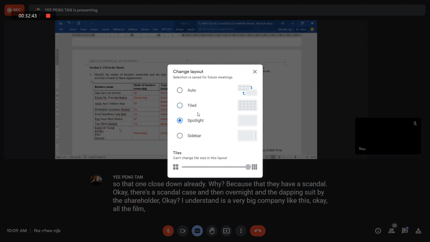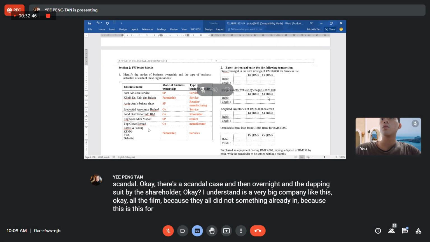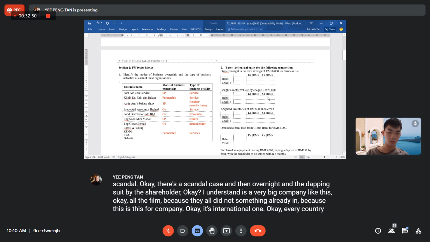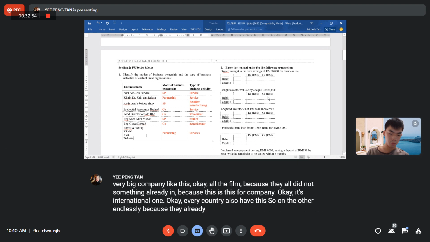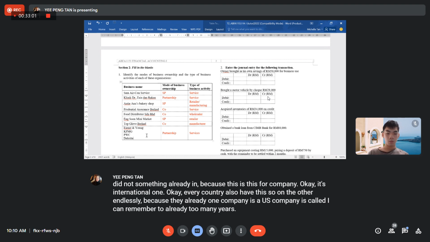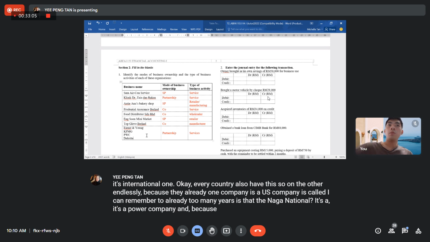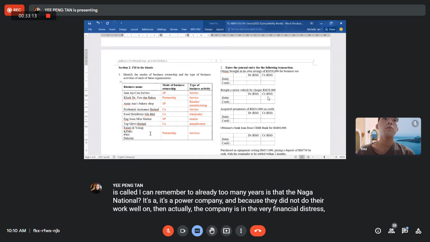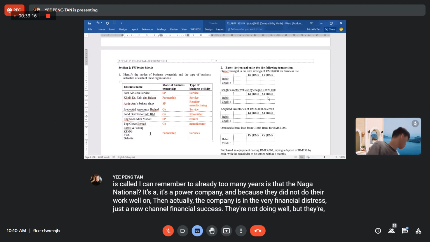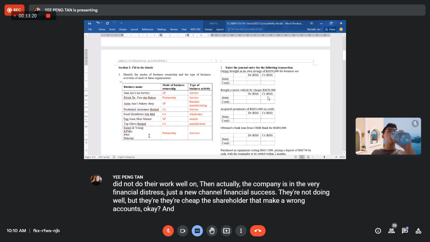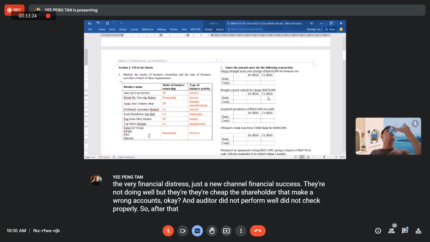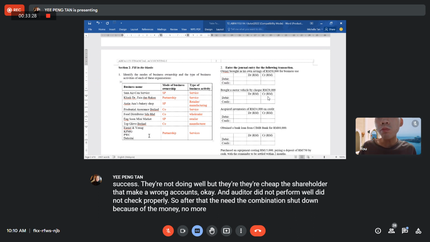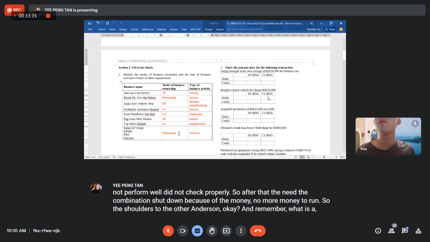They audited a US company, I cannot remember the name, too many years ago. It's like Tenaga Nasional, a power company. Because they did not do the audit work well, the company was actually in financial distress, it had no money, but they cheated the shareholders with wrong accounts, and the auditor did not check properly. Suddenly the company shut down because there was no more money to run. So the shareholders sued Arthur Andersen. Okay, and remember, what is the criteria of partnership?